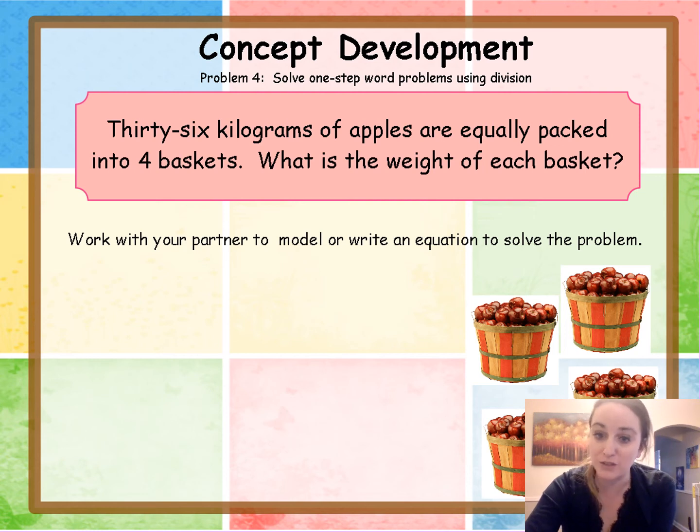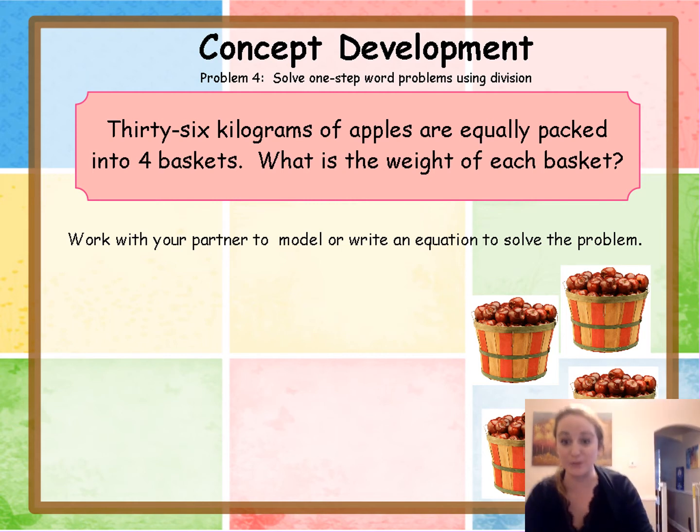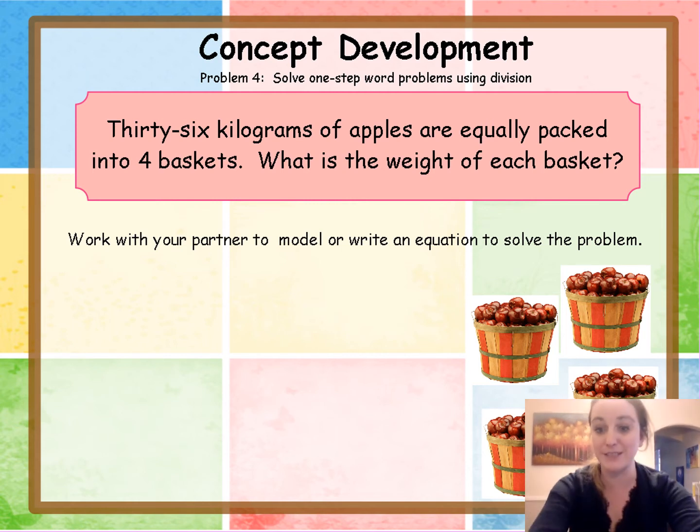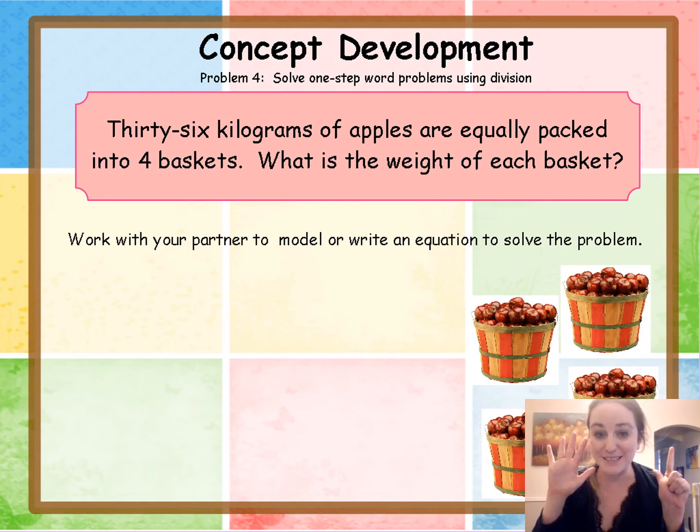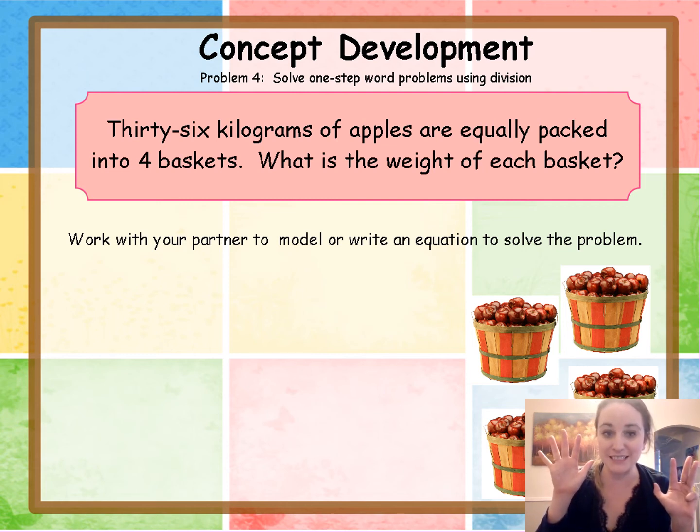What strategies could we use to solve? We do have our drawing strategies, and those are the best for you if you are still working on your skip counting. But if you're strong with your skip counting, then the best thing to do is count by 4s to 36. Ready? Let's go. 4, 8, 12, 16, 20, 24, 28, 32, 36. How many 4s did I have to count to get to 36?